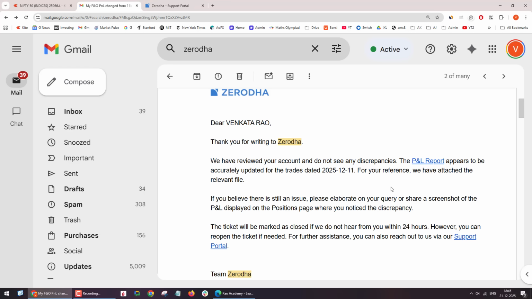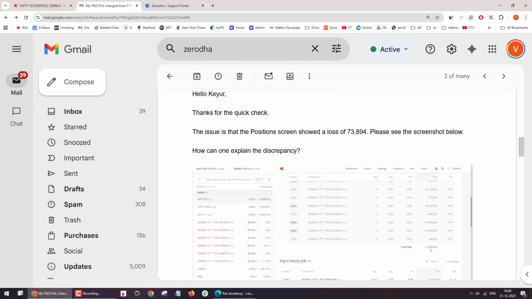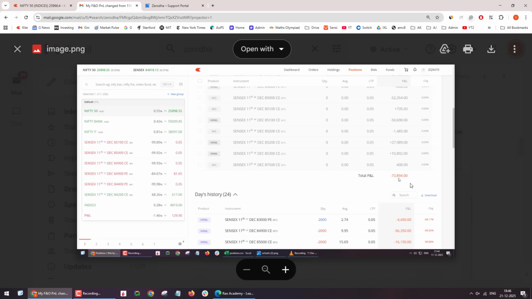So the first response from them said that we have reviewed your account and do not see any discrepancies, right? But we do know there was a problem. So I got back to them and sent them the screenshot again saying, look, this is what I actually saw. You don't see a discrepancy, but how can you explain that if I am making 11,000 profit, it is showing 73,894?